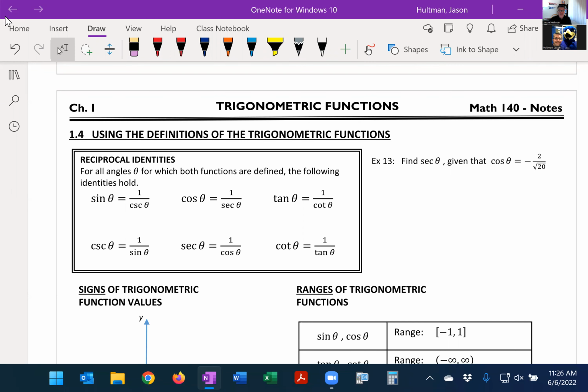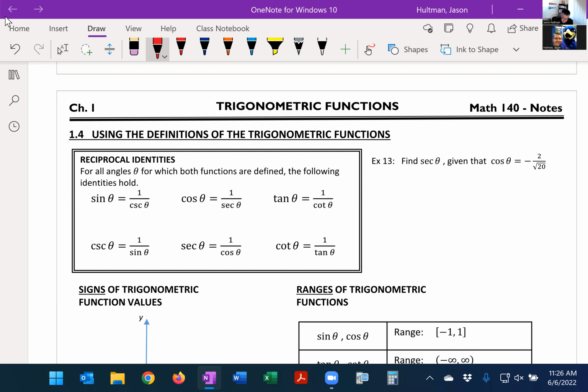Okay, welcome back, students. We're going to go over section 1.4, trigonometric identities and the definition of trigonometric functions. We have reciprocal identities for all angles theta for which both functions are defined. The following identities hold. The sine of theta is 1 over cosecant.